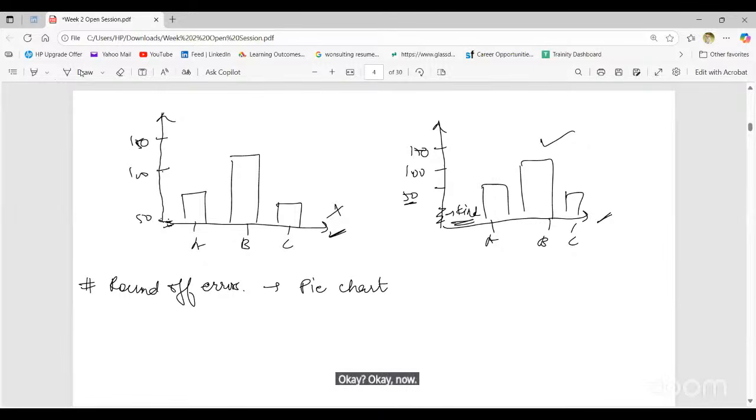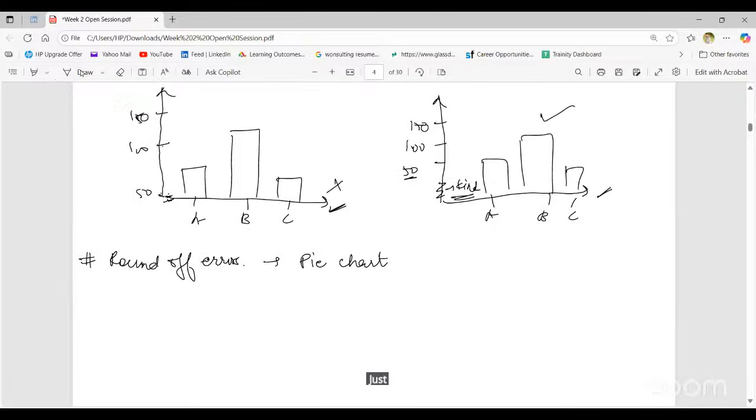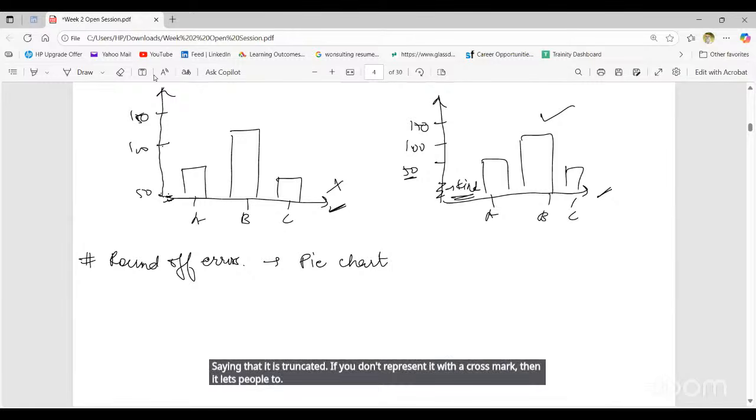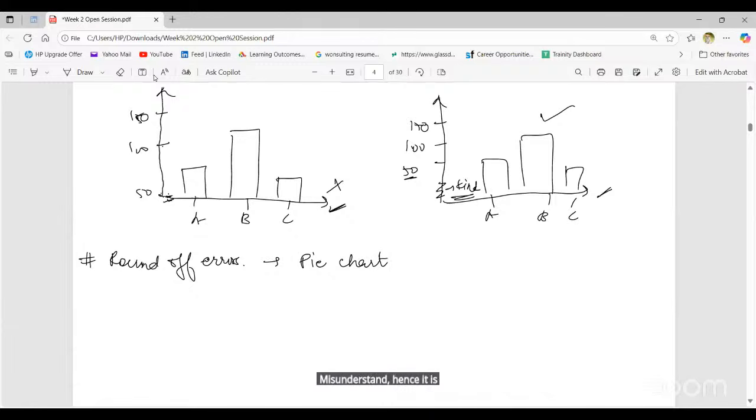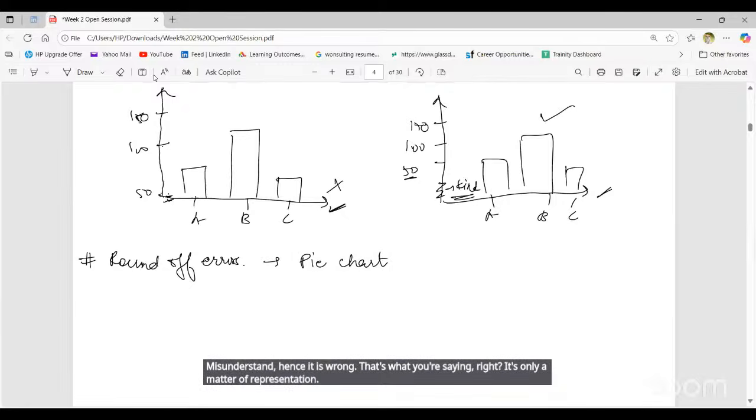Just to have clarity, if it starts from 0, it's not a problem as long as you mention with the cross mark there that it is truncated. If you don't represent it with a cross mark, it lets people misunderstand, hence it is wrong. That's what you're saying, right? Correct. It's only a matter of representation. Correct. Thank you.